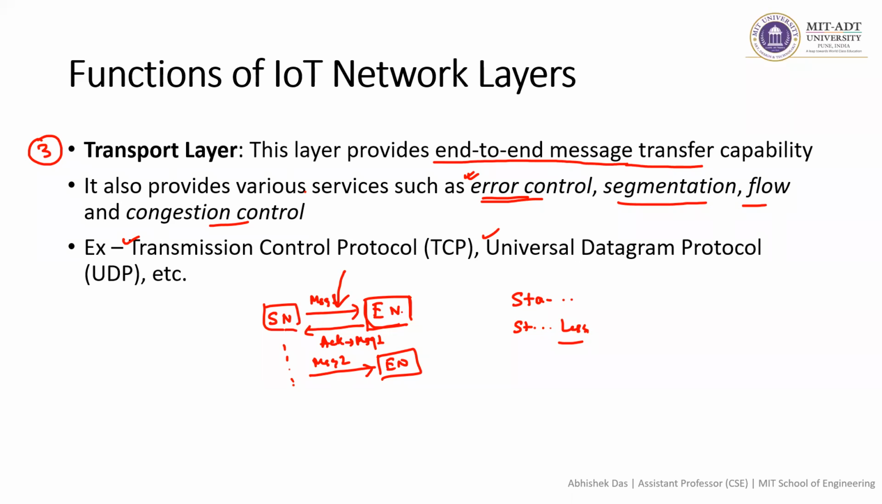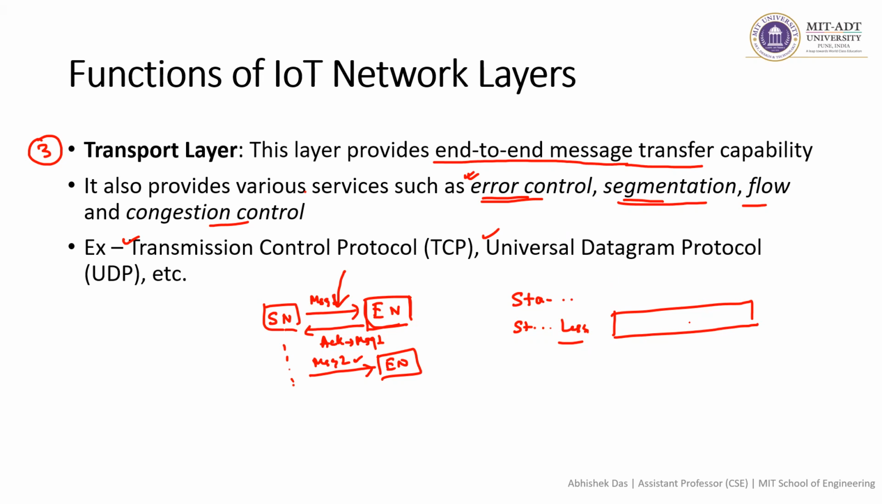So the ending node will not receive message 2 until and unless the correct message 1 has been sent to the ending node, right? So that it helps in the error control, and obviously it helps in segmentation. Now, what is segmentation? Let's say we have a huge amount of data or information that must be transferred.